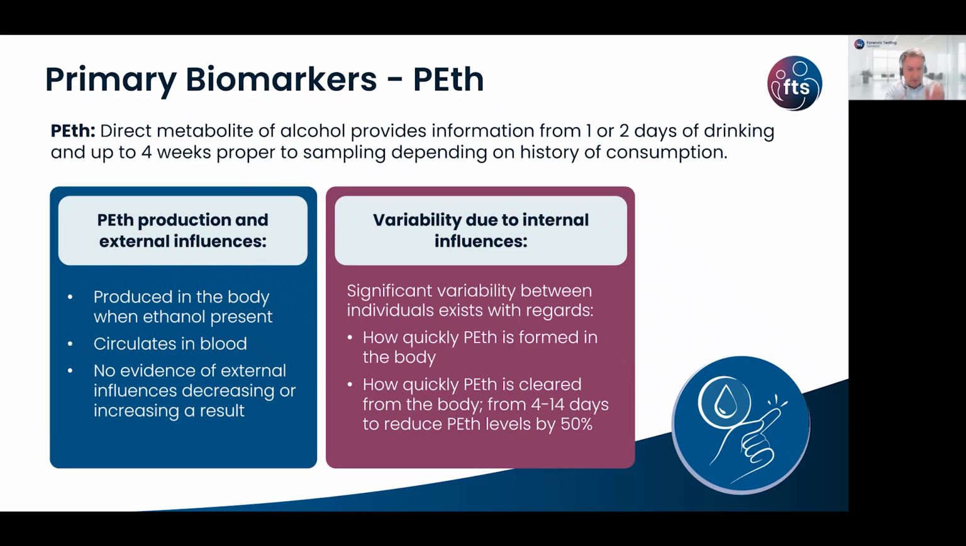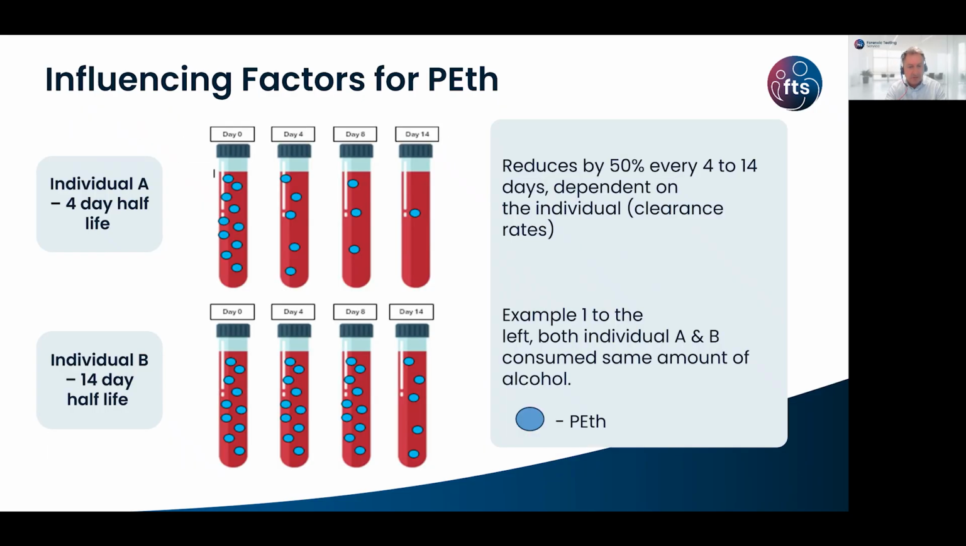There is some variability, obviously. There is variability between individuals, which I'll go into in a second. You need to understand how quickly PEth is formed in the body, and then how quickly the person clears PEth from the body, because everyone's metabolism is different, and we need to understand what the half-life reduction of PEth is to get an understanding of what that means in terms of a result. And this gives you an example. It's quite a crude example, but it gets the point across.